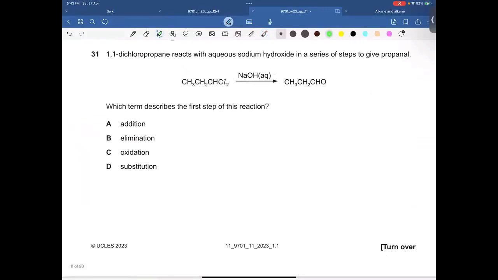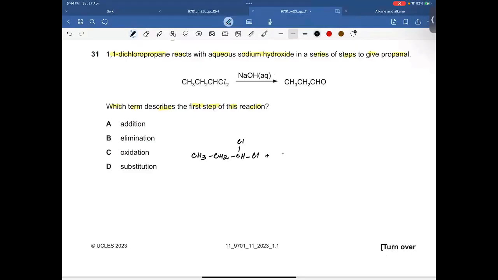Question number 31. 1,1-dichloropropane reacts with aqueous sodium hydroxide in a series of steps to give propanol. Which term describes the first step of this reaction? Obviously, the reactant is halogenoalkane, which means it is an alkyl halide.